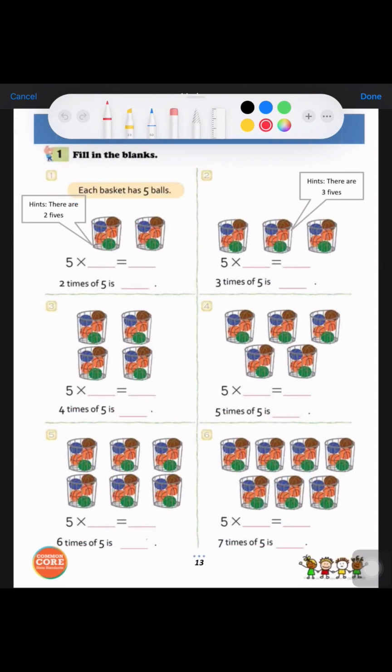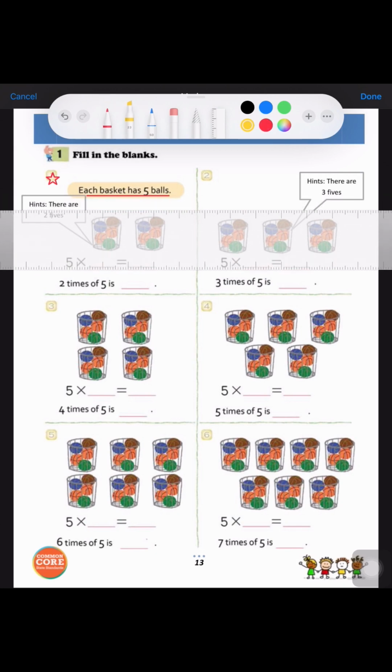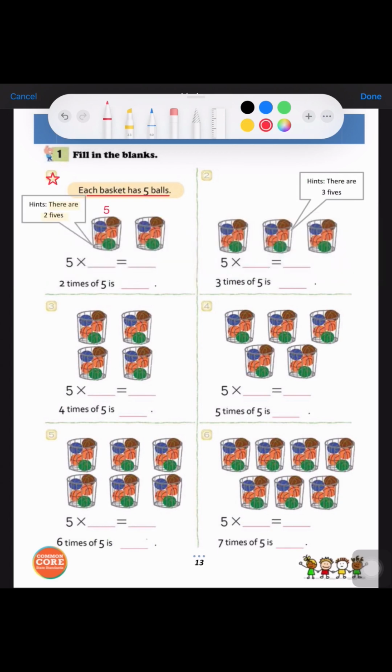Okay, so take a look at page 13. Question 1. How many balls are there? In each basket, there are 5 balls. So how many baskets are there? Yes, 2 baskets. So how many balls are there? It will be 5 times 2. So 5 times 2 equals 10, because 2 times of 5 is 10. So there are 10 balls.